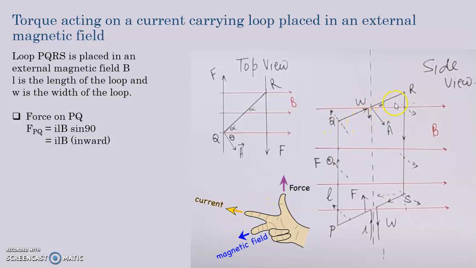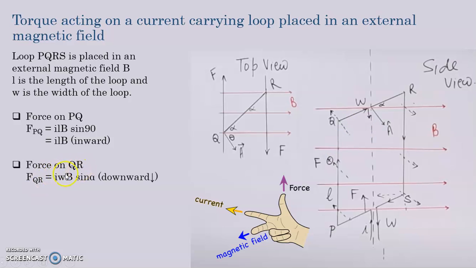Next, we will find force on QR. The direction of force on QR is given by right hand rule. According to this rule, align the pointing finger of right hand in the direction of current flowing through QR part of the coil, middle finger in the direction of external magnetic field, then the thumb will point in the direction of the force experienced by QR part of the wire. Over here it will be in downward direction.